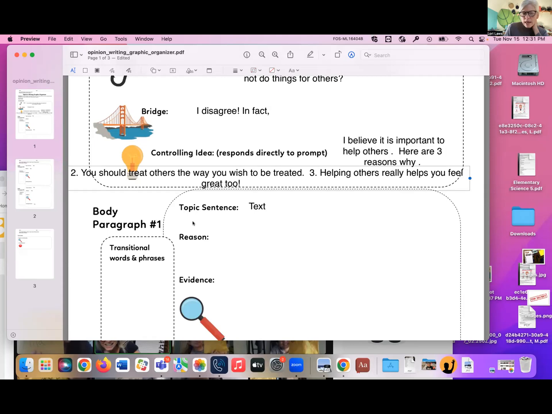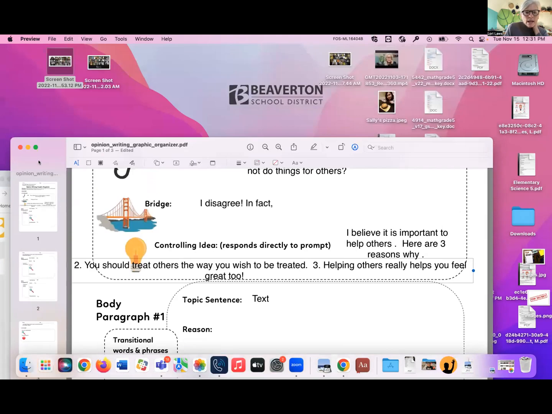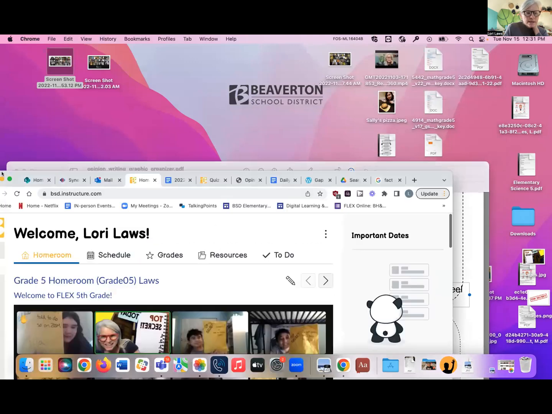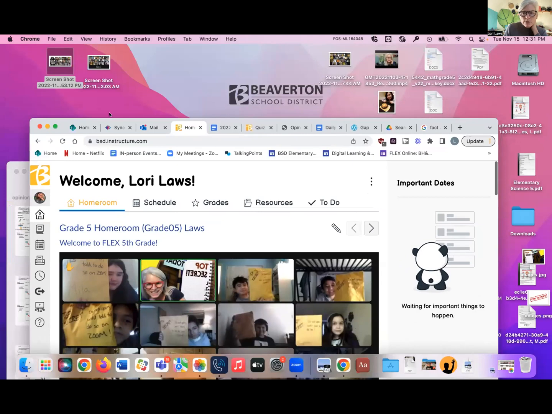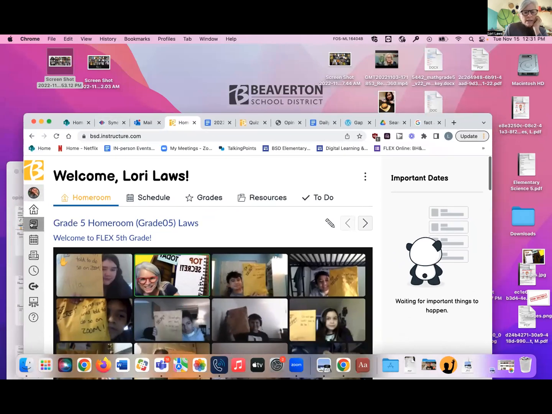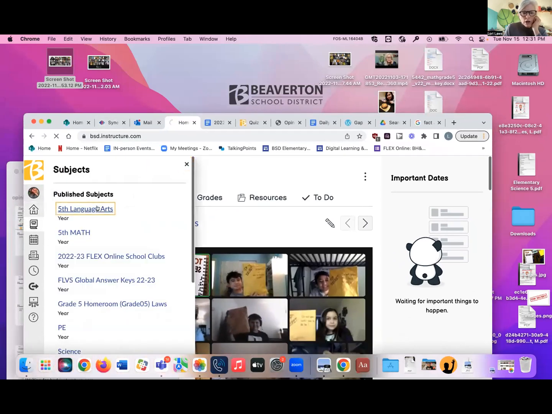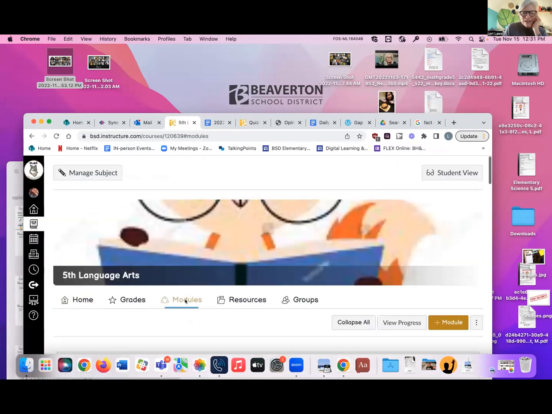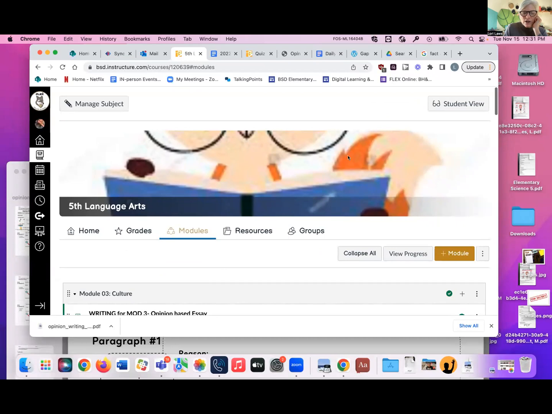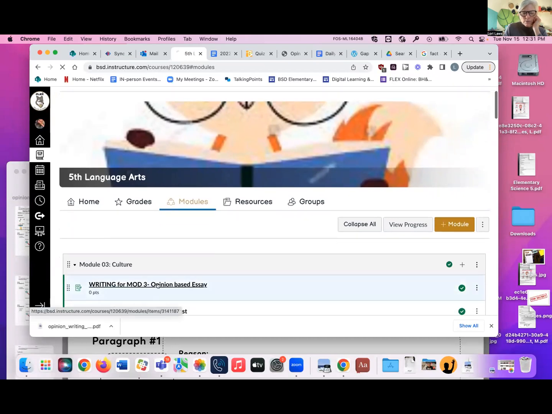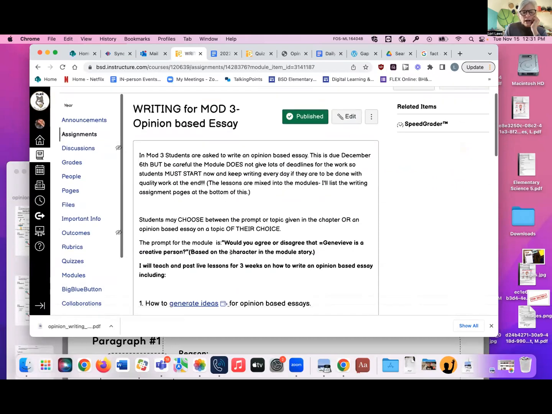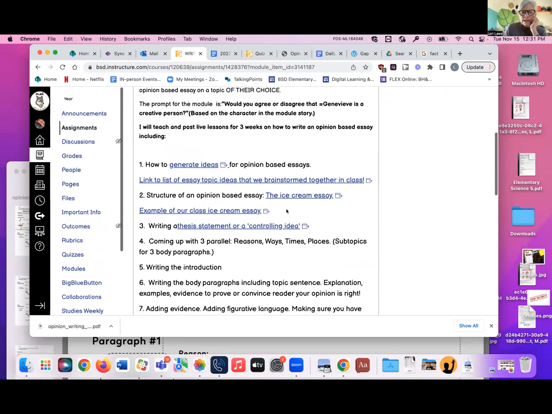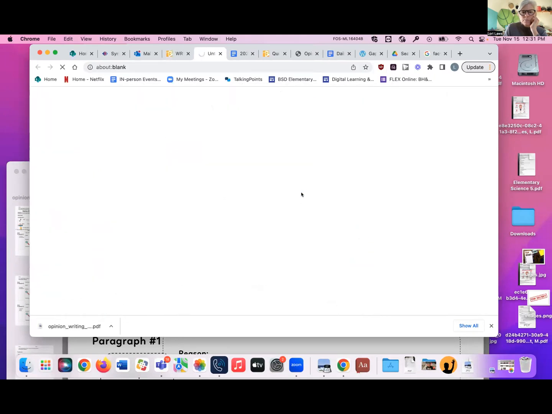You don't have to do that now, but remember, if you go back to our ice cream essay, it's on that first assignment. So if you want to take a look at that ice cream essay, you can go back to the modules. You can go to language arts, if it opens. You can go to the mods, and you go to the start of module 3 to the opinion-based writing, and you can look at our ice cream essay to get an idea of what, oops, I think I just did that wrong.